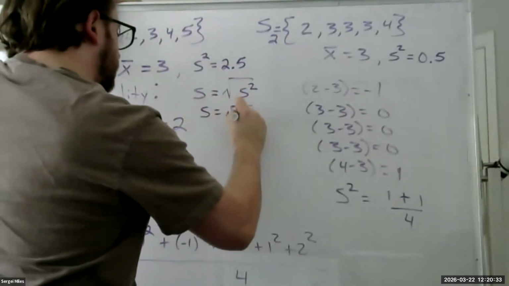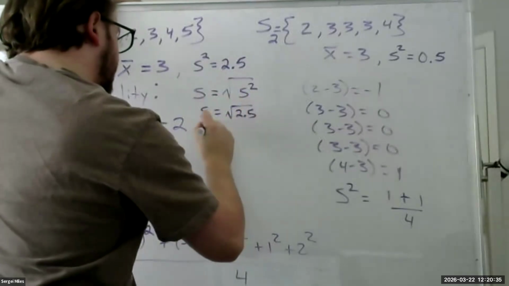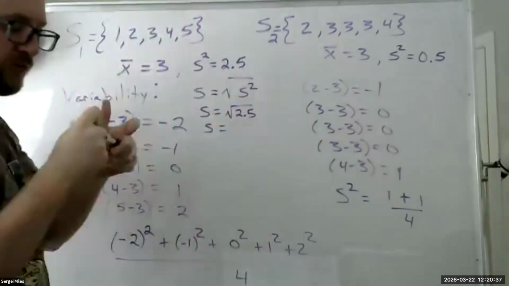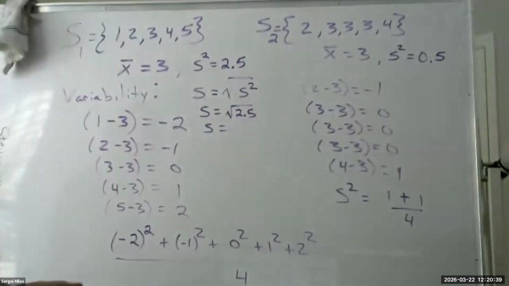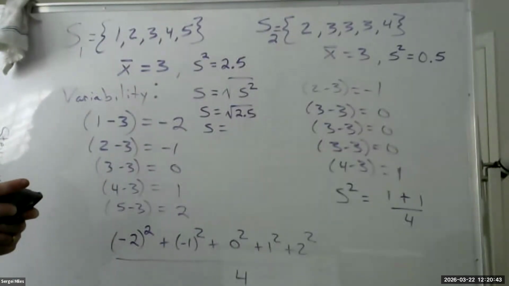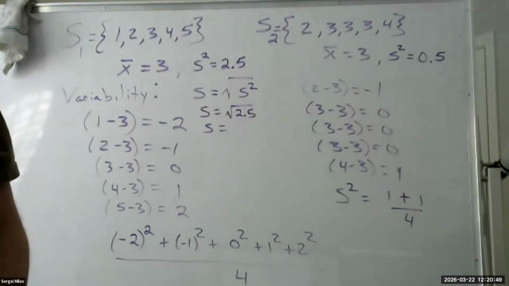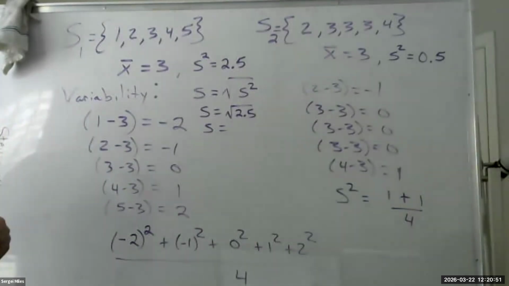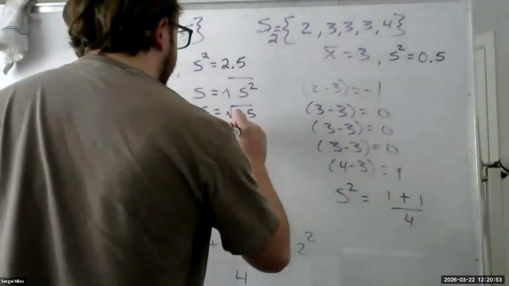So that would be the square root of 2.5. The standard deviation for the first sample then, if we go to a calculator, we're going to have 2.5. We want to take the square root of that. And we're going to have a standard deviation of 1.58.